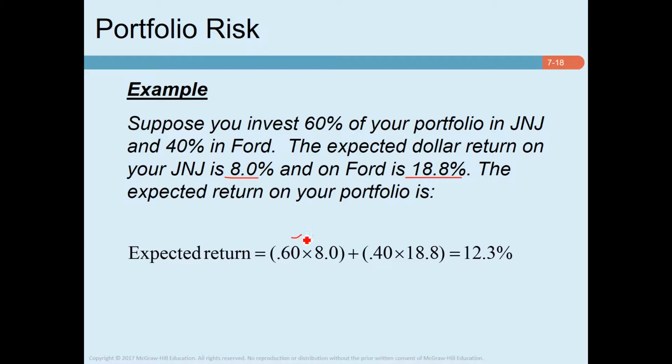So 60% is the weight of asset 1 and 8% is the return of asset 1, and 40% is the weight of asset 2 and 18.8% is the return of asset 2. So if we multiply the corresponding weight and return and sum them up, we get an expected return of 12.3%.